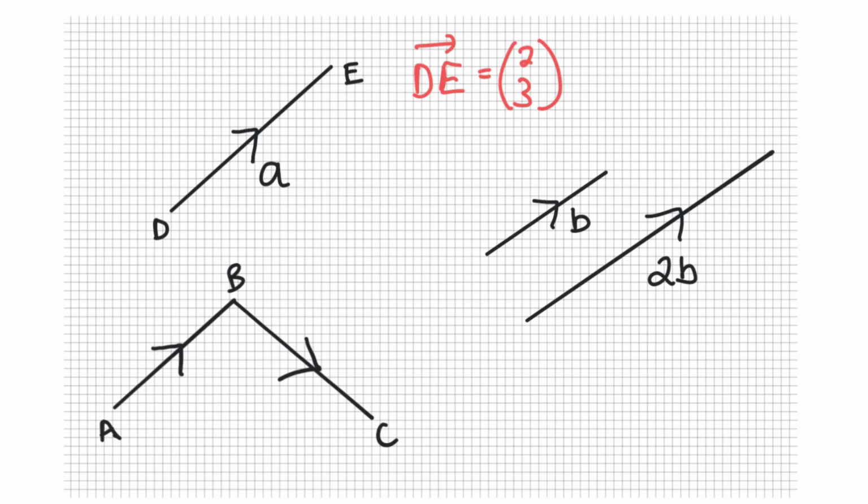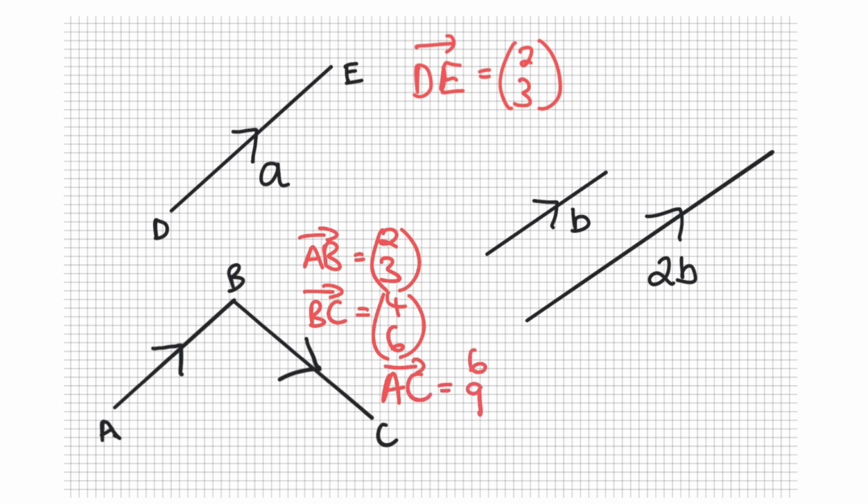If we wanted to travel from point A to point C, there isn't a line that connects them, so we'll have to go via point B. So we can add the vectors together. If point A to B was equal to 2, 3, and B to C was equal to 4, 6, A to C would be equal to 6, 9.